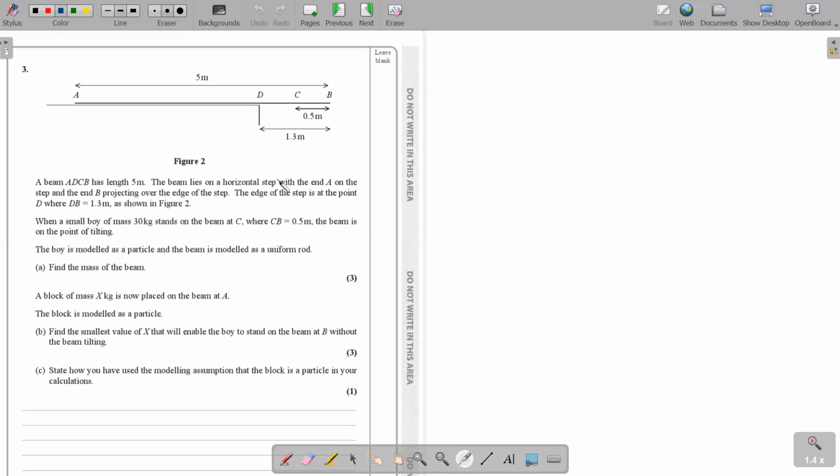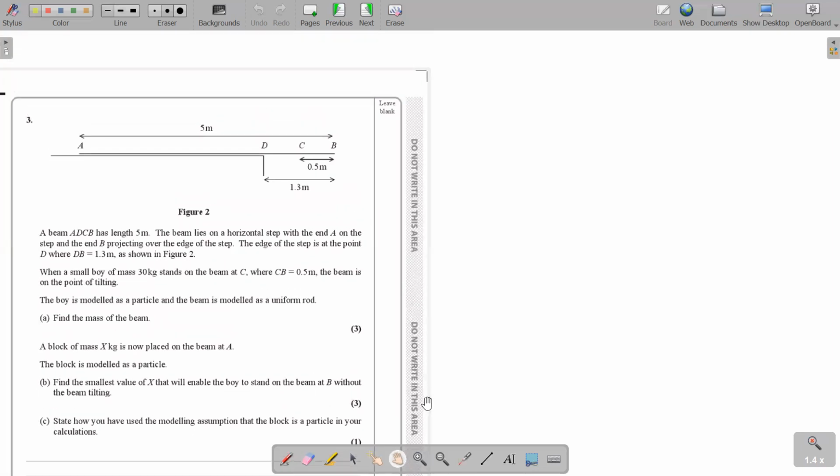When a small boy of mass 30 kilograms stands on the beam at C where CB equals 0.5, the beam is on the point of tilting. They say the boy is modeled as a particle and the beam is modeled as a uniform rod. There are several things you need to understand here. Find the mass of the beam.